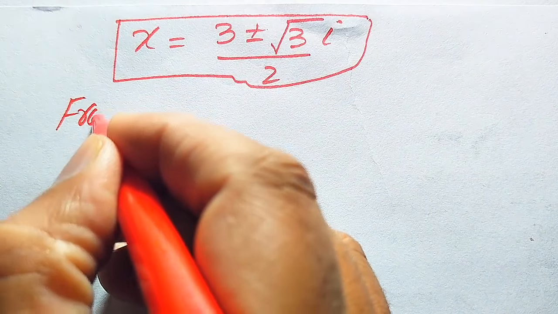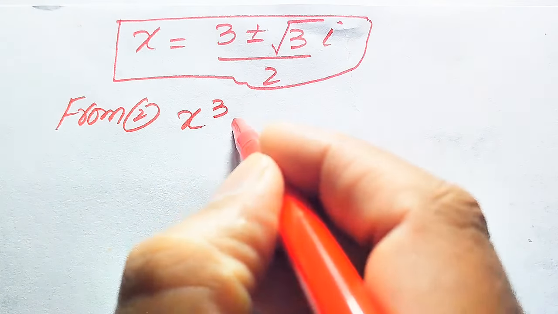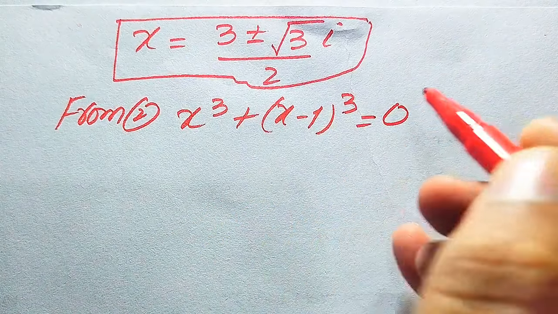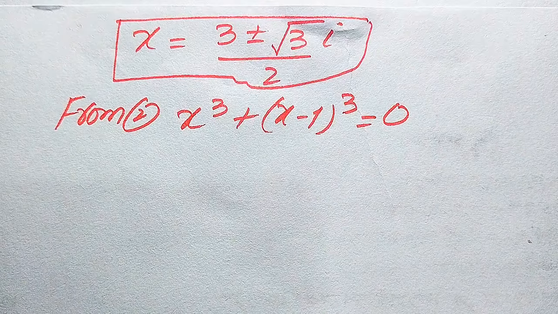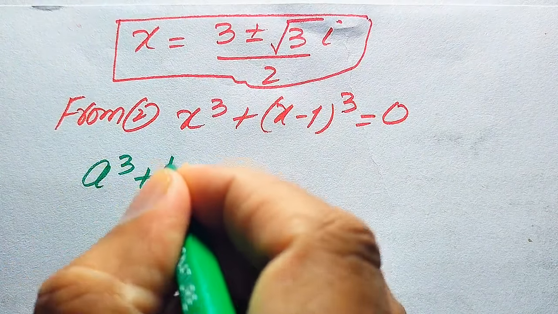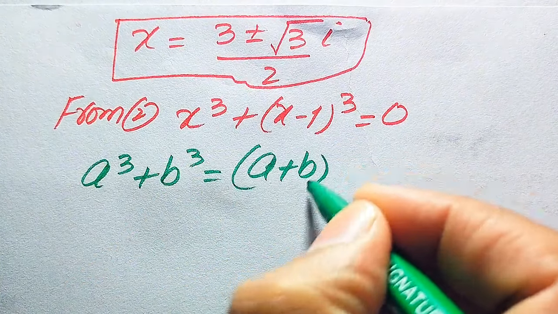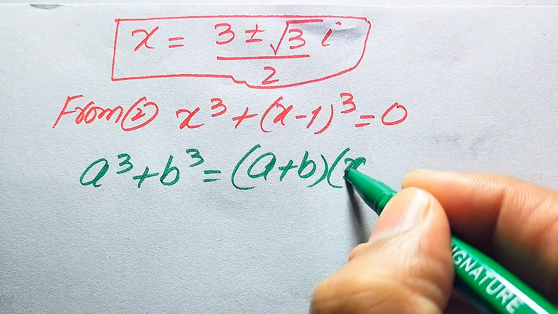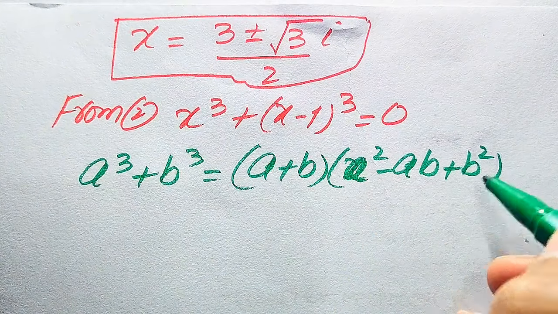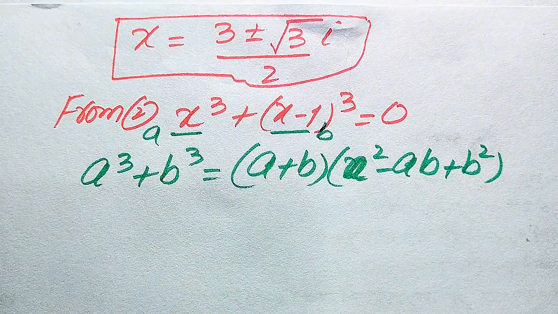So from equation number 2, after copying down, it becomes x cubed plus (x minus 1) cubed equals to 0. So here we apply another cubic formula. You know about that: if we have a cubed plus b cubed, it is equal to a plus b times (a square minus ab plus b square), and you see here the base of this term is our a and the base of this term is our b.